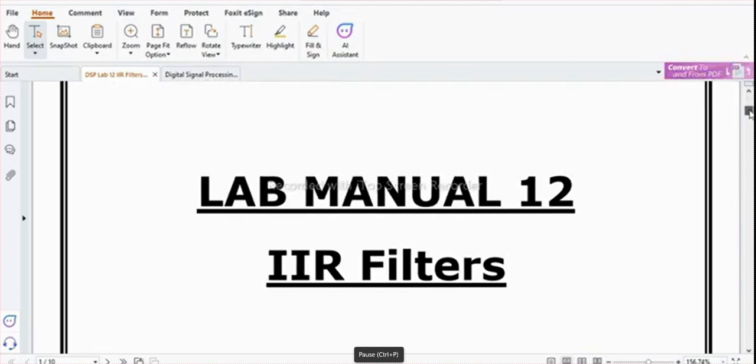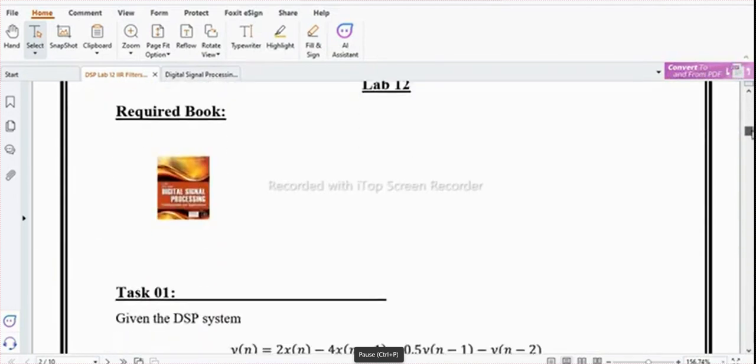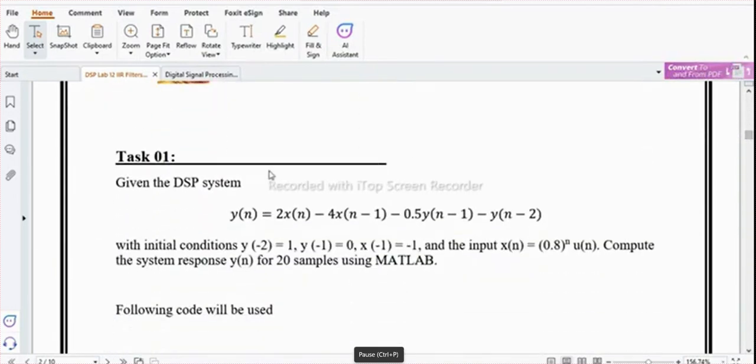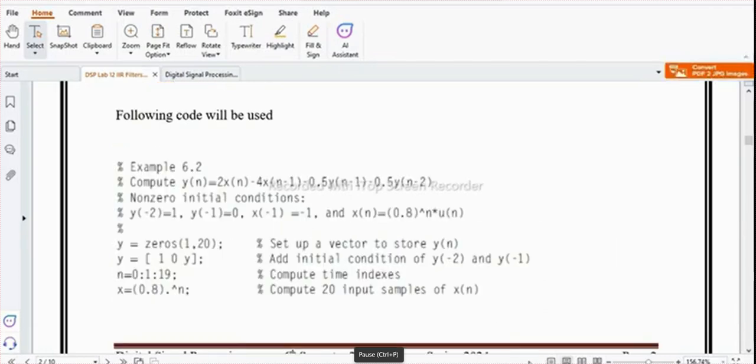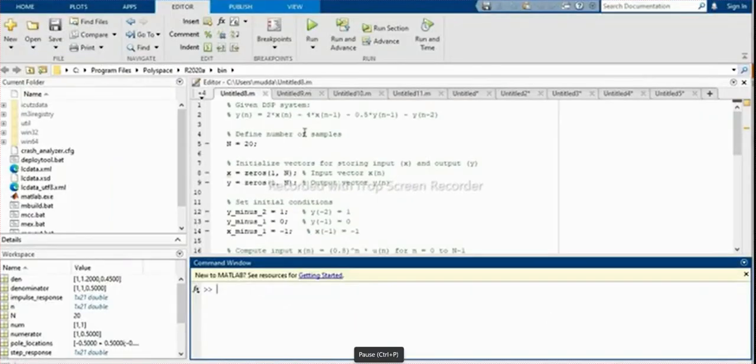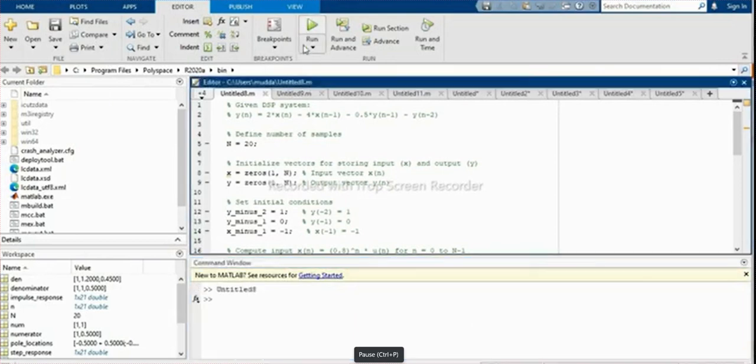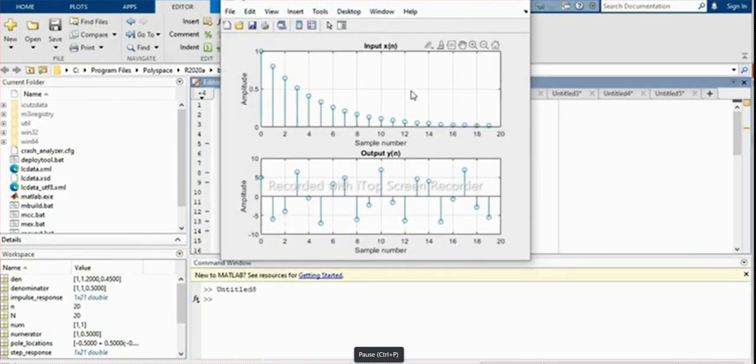Today our DSP lab is lab number 12, IIR filter. Here is task number 1. Given the DSP system with initial conditions y of minus 2 equal to 1, y of minus 1, x of minus 1 and the input x of n, compute the system response y of n for 20 samples using MATLAB. The following code will be used. We implement this code on MATLAB and the output of this task is here: the input signal x of n and the output signal y of n.